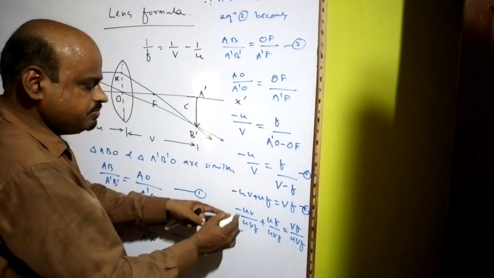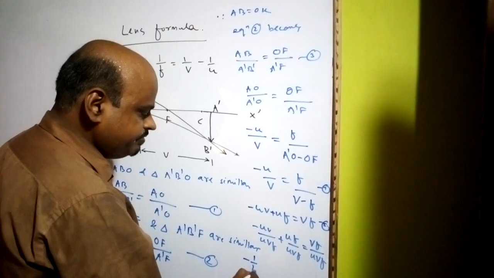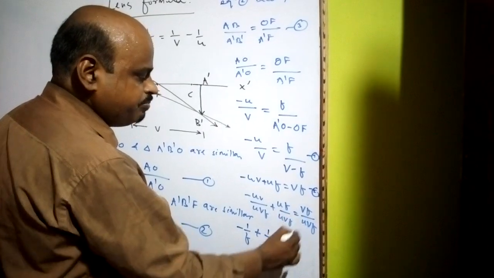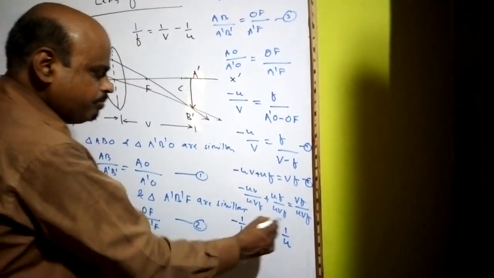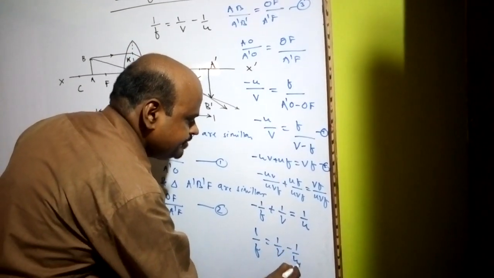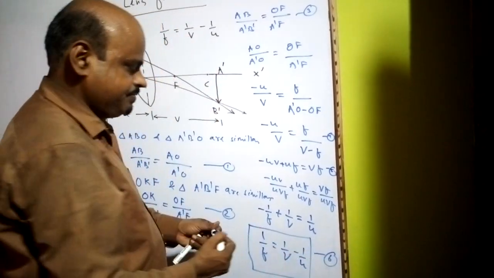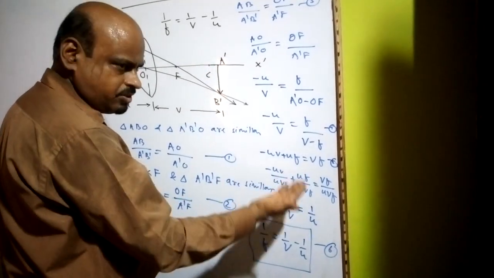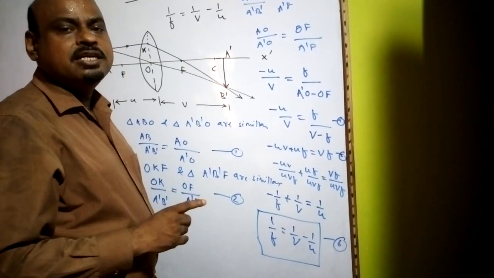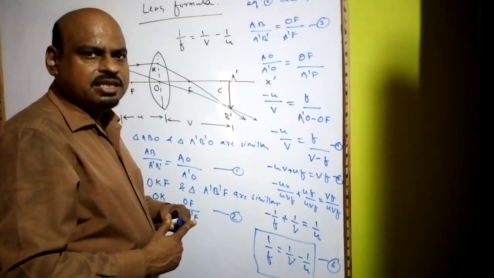Then divide the left hand side and right hand side by uvf. uv will cancel: minus 1 by f, plus uf, f cancels, 1 by v, equal to vf, vf cancels, 1 by u. So 1 by f is equal to 1 by v minus 1 by u, which is the lens formula. Mark it. Minus 1 by f comes to one side, 1 by u comes to one side. So 1 by f equal to 1 by v minus 1 by u. This is the derivation in case of convex lens when the image is real.